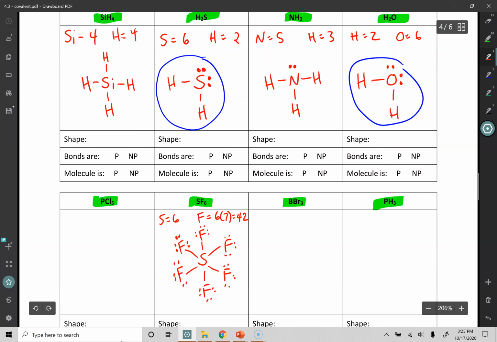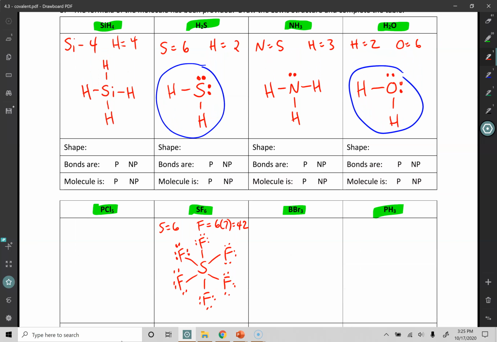If we compare and contrast those two formulas, H2S with SF6, hopefully it's pretty obvious that in H2S, there was no need for sulfur to expand its octet. It just had to form two bonds. But in sulfur hexafluoride, SF6, it has to expand. Otherwise, there is no way to accommodate all of those fluorine atoms. So pause the video, try out PCl5, BBr3, and PH3. I'll get the answers up.